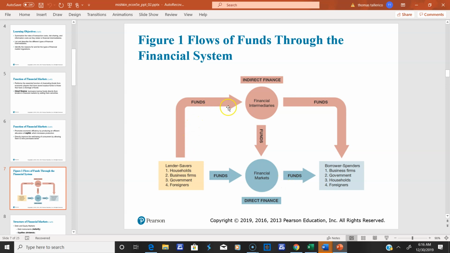Now, indirect finance, even though it may be a little confusing, involves financial intermediaries, which would normally be a bank or a mutual fund or a pension fund you would be buying from, or like TIAA-CREF, an insurance company. Okay, so here you're buying indirectly through some intermediary.